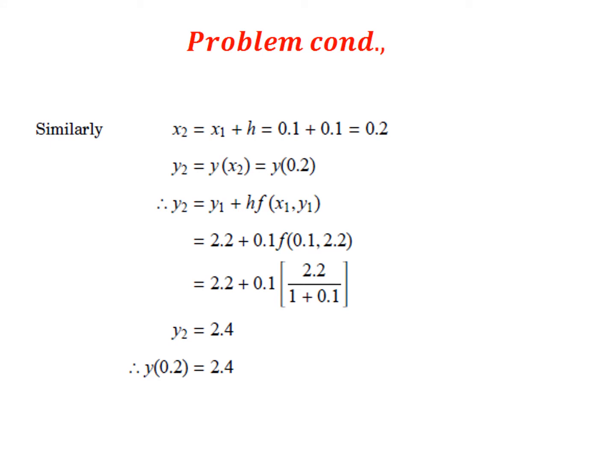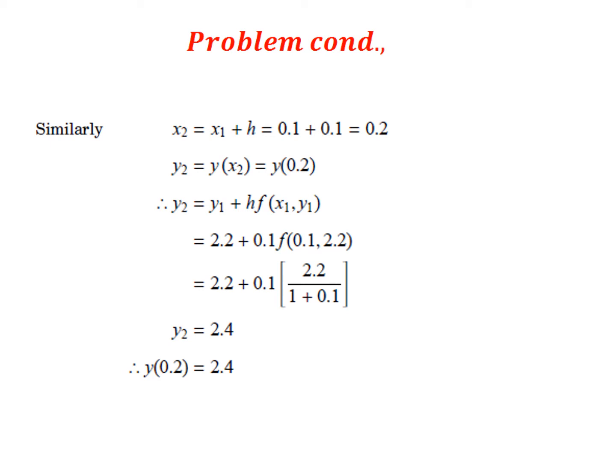Similarly, x2 is equal to x1 plus h, right? So x1 is 0.1 and h is 0.1. So now I will get x2 is equal to 0.2. So let us move on to the y2. y2 is equal to y of x2, so x2 is equal to 0.2. Now we develop the y2 formula by using Euler's algorithm: y2 is equal to y1 plus h into f of x1 comma y1.